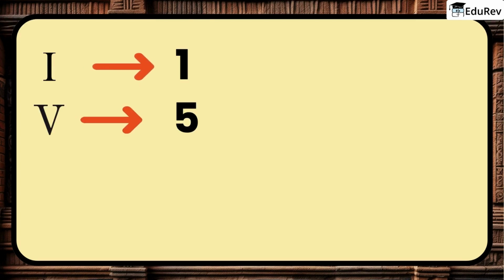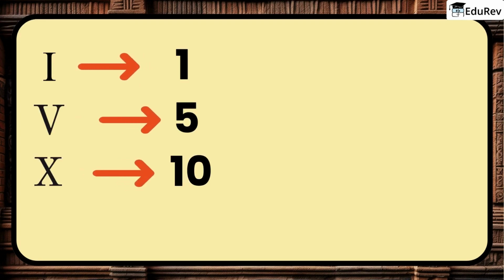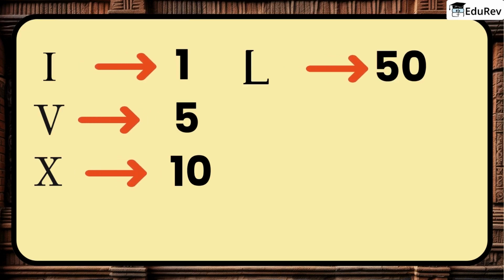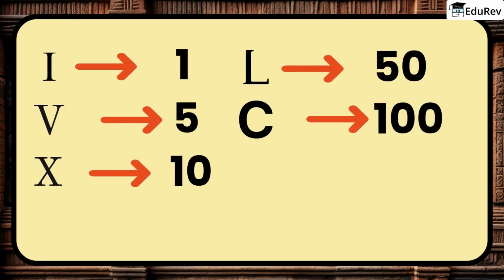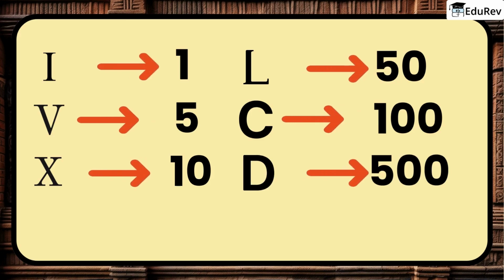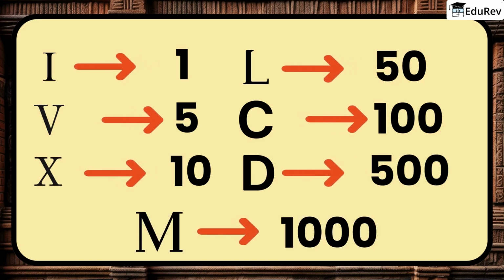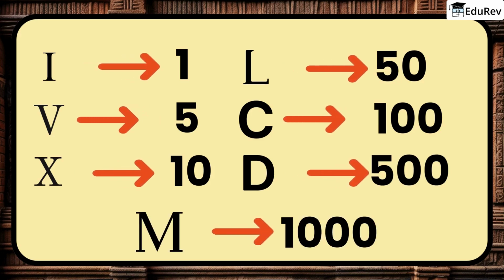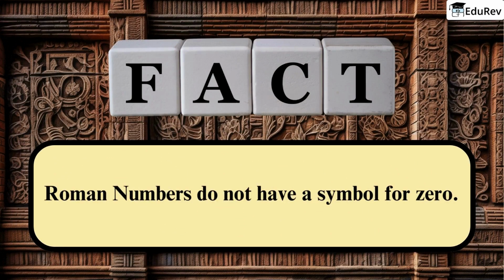Let us look at their values once again. We have I as 1. V as 5. X as 10. L as 50. C as 100. D as 500. M as 1000. An interesting fact to note in Roman numbers is that it does not have any symbol for 0.